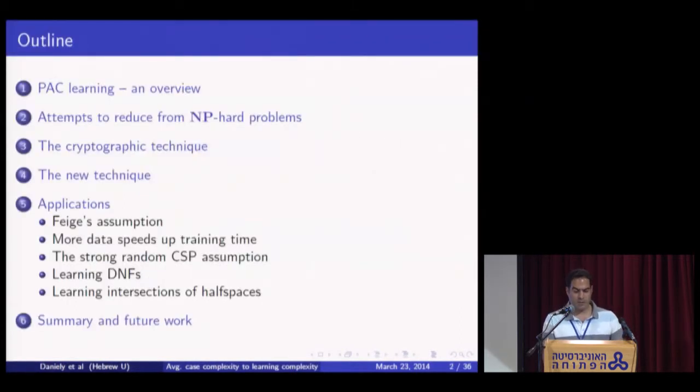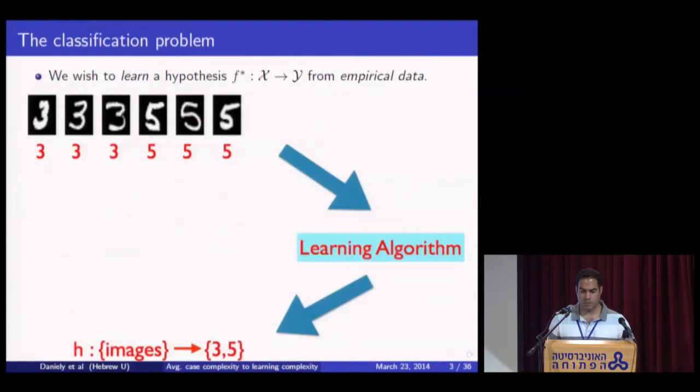I'll start by giving a quick introduction to machine learning in general and, more concretely, to the PAC model of learning. Then I'll try to explain why it is so hard to prove hardness of learning problems. I'll very briefly describe the old technique, the cryptographic technique, and then I'll introduce our new technique and show you some applications and some things we plan to do in the future.